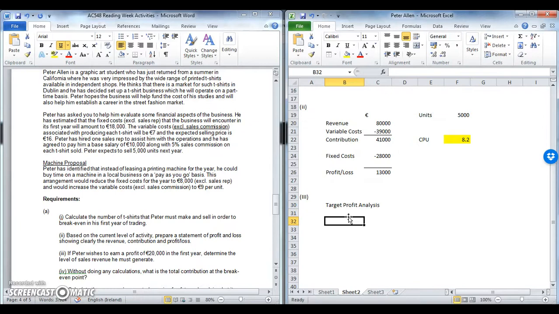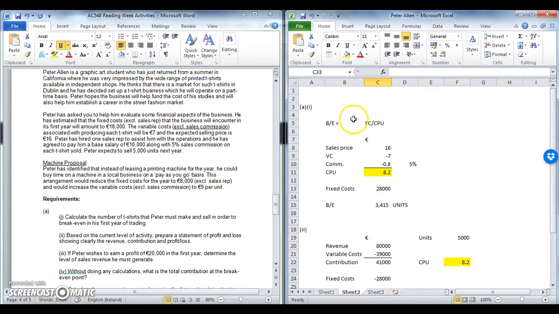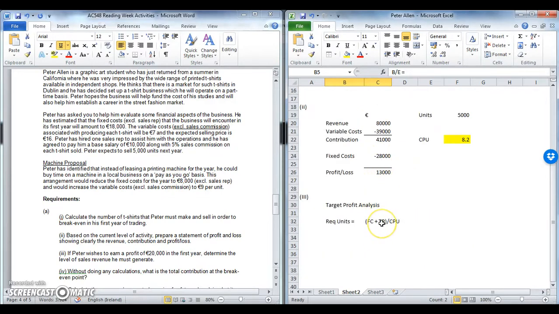So in this instance, the target required units, we'll work off required units in the first instance, equals your fixed costs plus your target profit over your CPU. So again, remember, the only difference here compared to before is we're just adding in the target profit. And when you think about it intuitively, it makes sense. Instead of just covering the 28,000, we now need to cover the 28,000 plus our target profit. So we need to go over and above that.